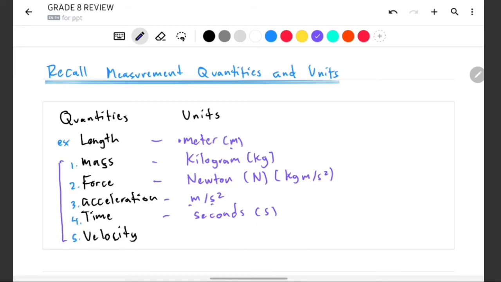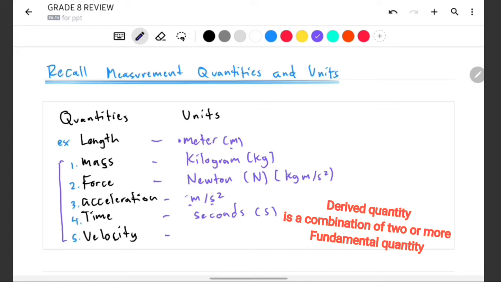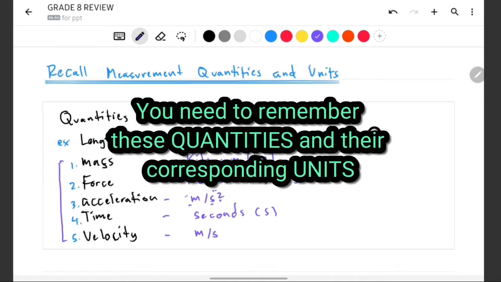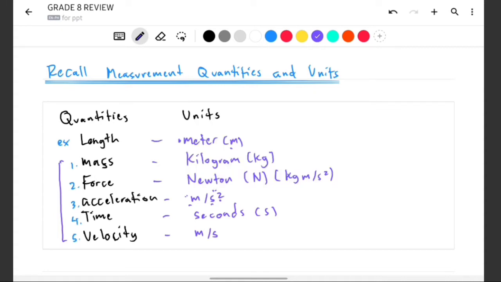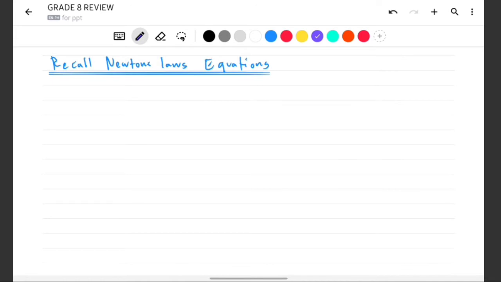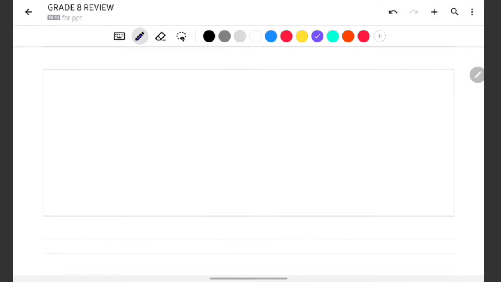How about for velocity? This one is also a derived quantity, meaning to say, parehas niya si acceleration, which denotes 2 units. Meron siyang dalawang unit, gaya ng acceleration. So, ano yung unit for velocity? That's right, that's meters per second. Wala siyang squared kasi kapag may squared, acceleration yon. So, before we proceed, kailangan memorize nyo tong mga units na to para magawa ninyo ng maayos yung mga problem solving.